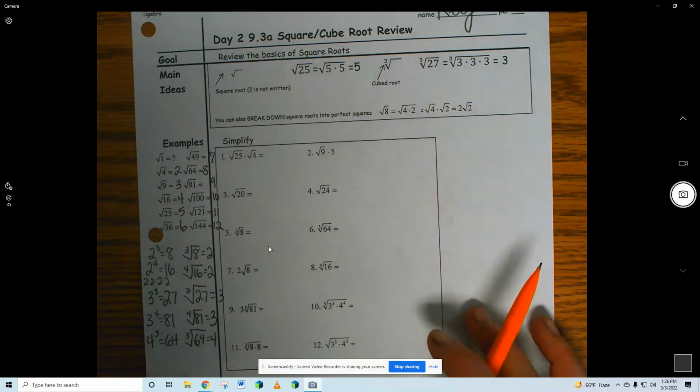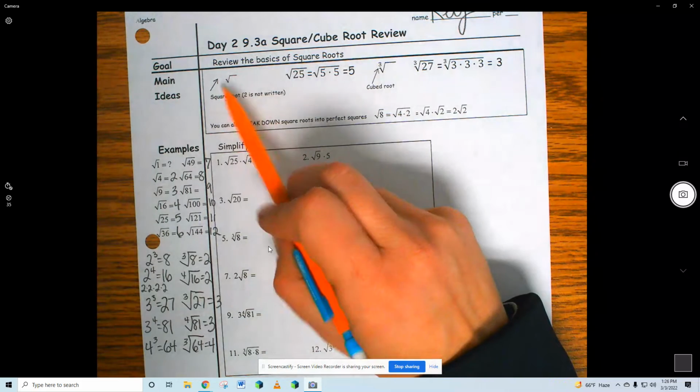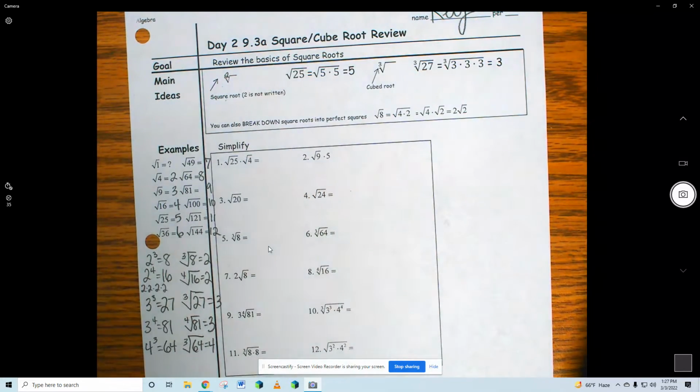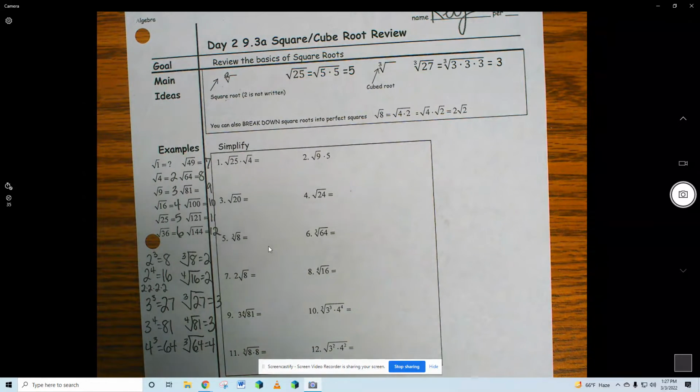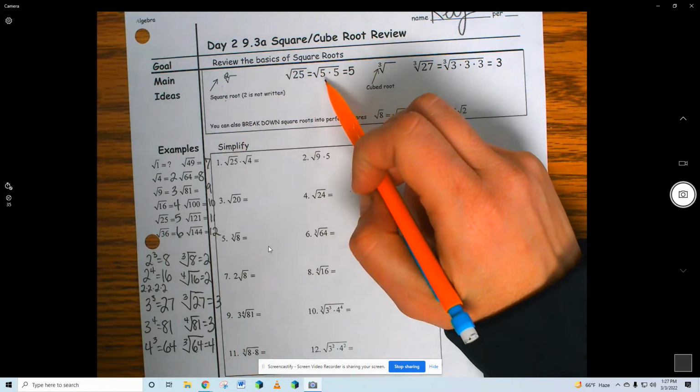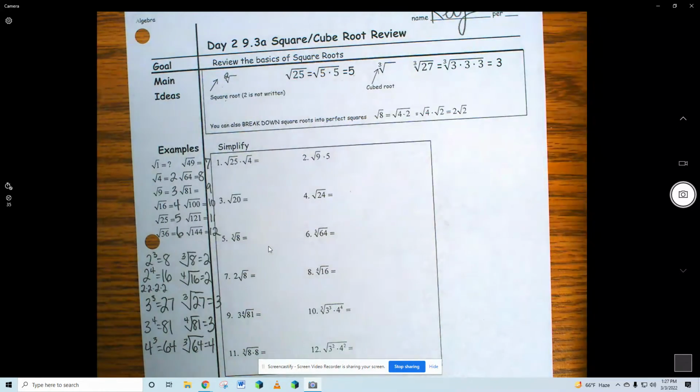All right. So this is obviously a square root symbol. There is a little 2 here, but the 2 is not written. Nobody writes that little 2. It means square root. So yesterday we did the square root of 25 is the same as 5 times 5, but the square root of 25 is 5.